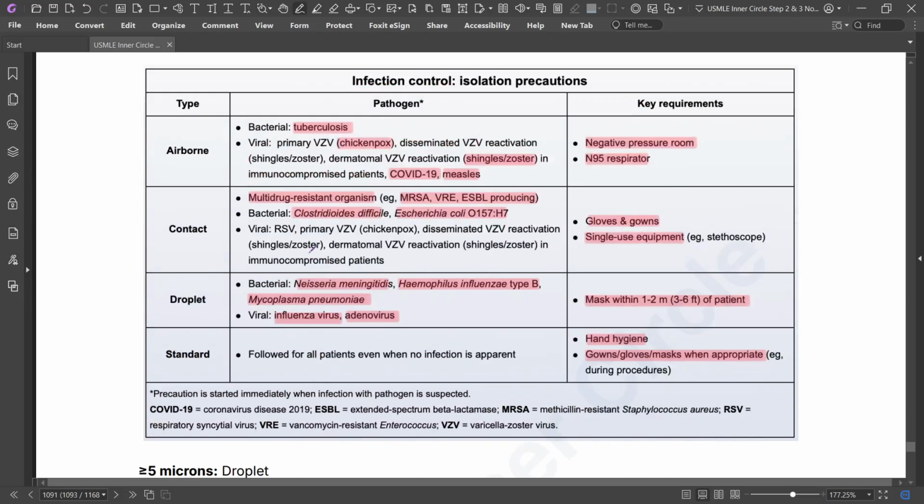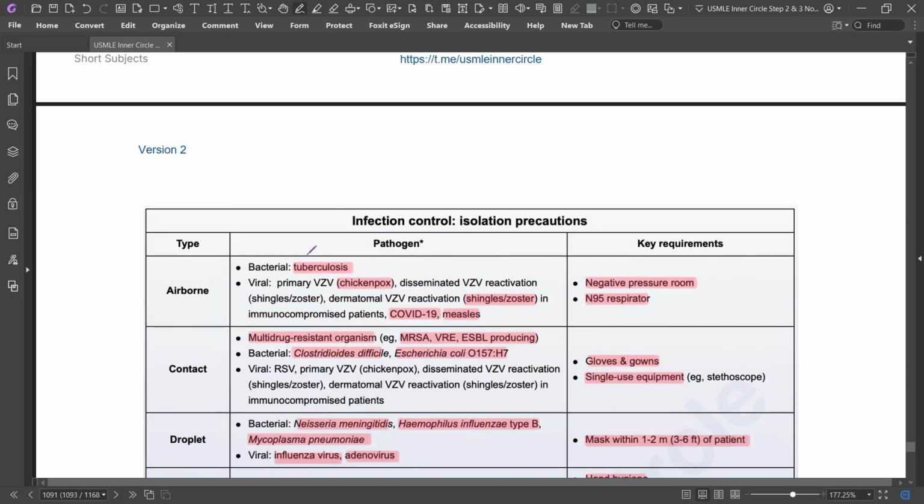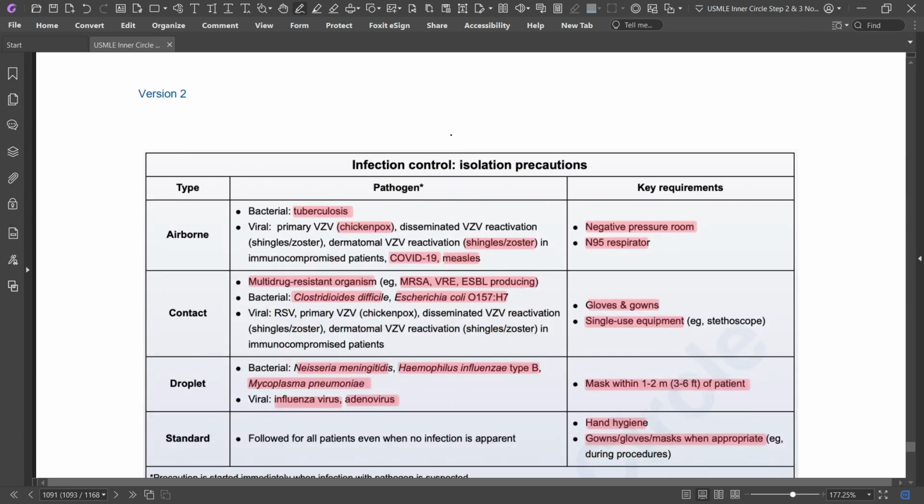Now I would like to discuss infection control. This is a very tricky topic, because these questions are very hard to deal with. Airborne, contact, droplet, and standard. So A, C, D, S.